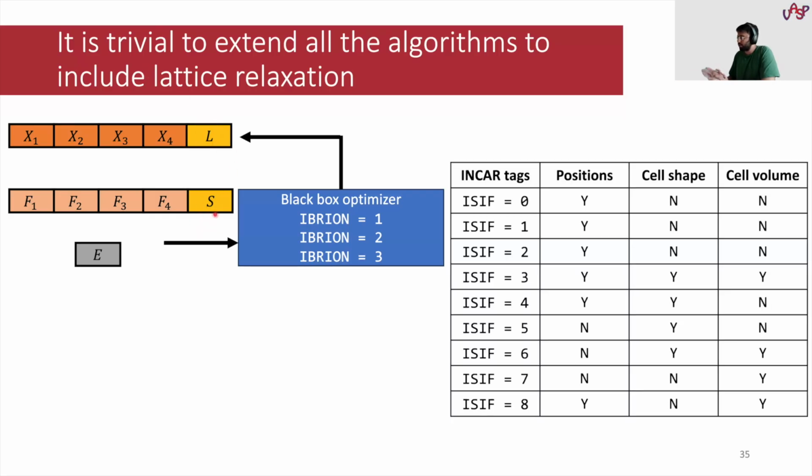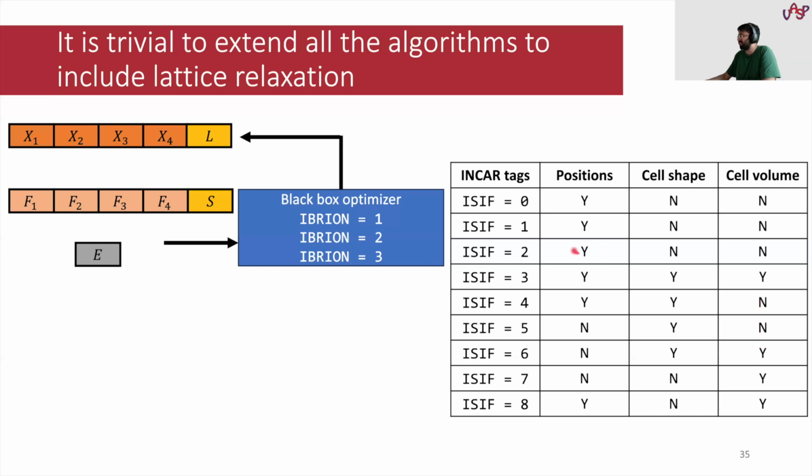How do you activate this within VASP? Well, there's one key, but there seem to be several options. There's ISIF 0, 1, 2, 3, 4, 5, 6, 7, 8. This is this nice mesh of things that you can change. You can do positions, you can do cell shape, you can do cell volume, up to you. And you can decide which one you like.